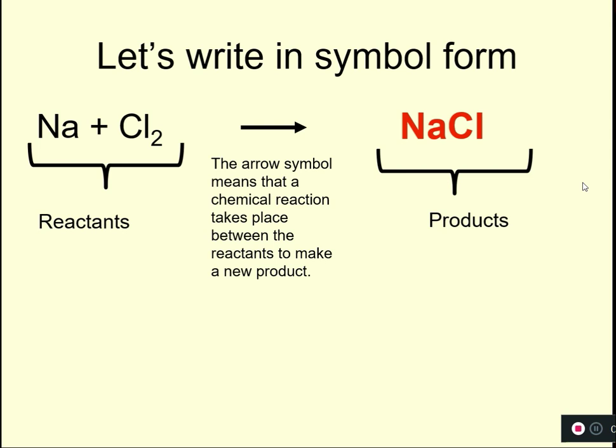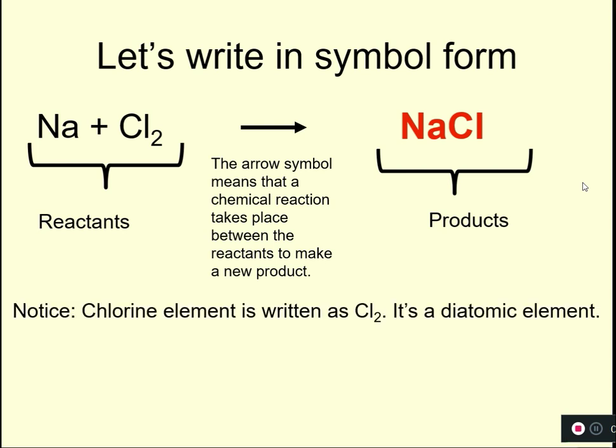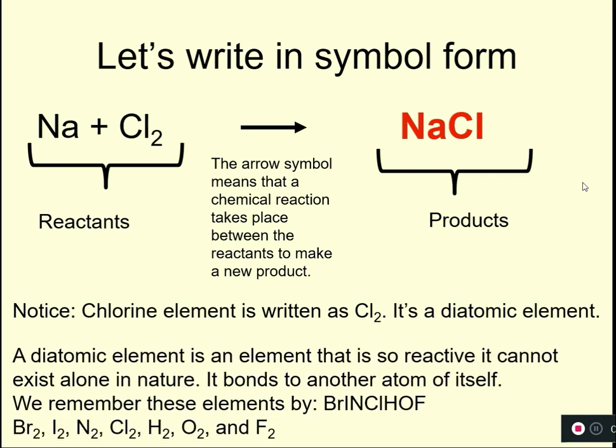Now, one of these components, this chlorine, the Cl2, has a subscript 2 after it, whereas all the other elements tend to not. Well, chlorine has a 2 because it's a diatomic element, di meaning 2, atom meaning this element only exists in its natural state as an element in pairs. It does not exist in nature by itself. You would not find a Cl atom by itself. A Cl atom would find another Cl atom and form Cl2, the molecule.